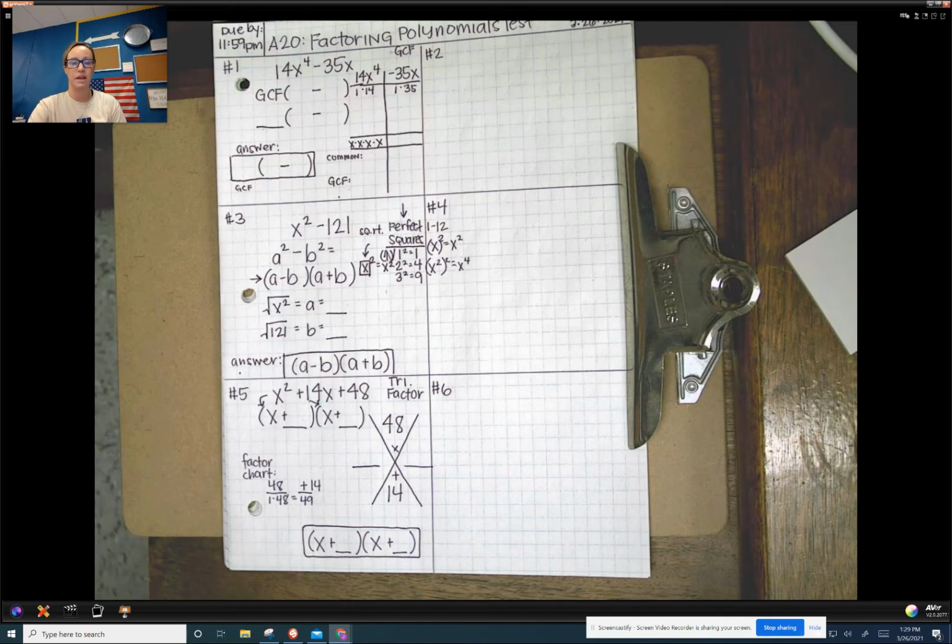And print out a factoring chart. Use your factoring chart. And good luck. You guys are going to do great.